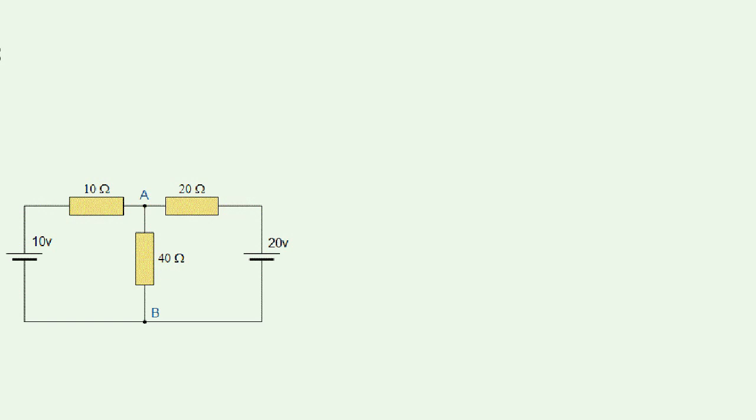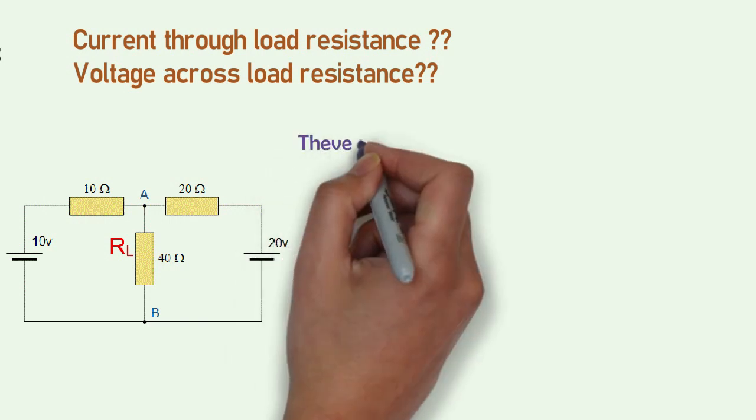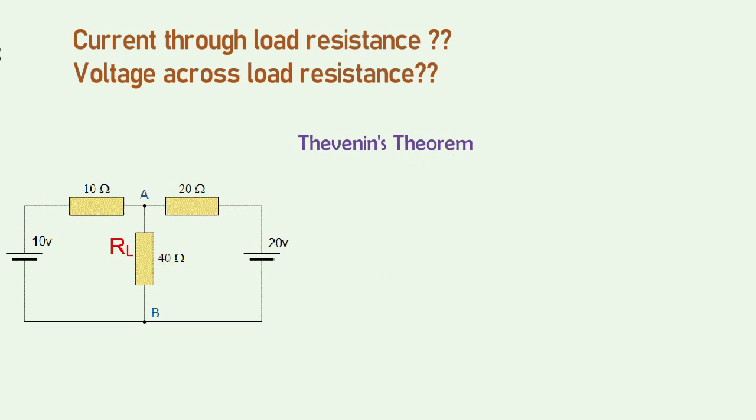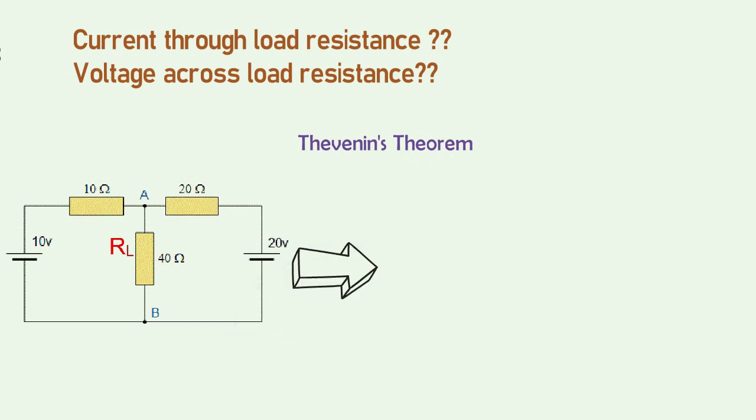So let's assume a simple circuit with two loops. Here I am considering RAB as a load resistor, and I want to find the current and voltage drop in that resistor. It could be found by many techniques, and some of them we had discussed earlier also. But friends, here we are going to use Thevenin's theorem. This circuit can be simplified like this using Thevenin's theorem.